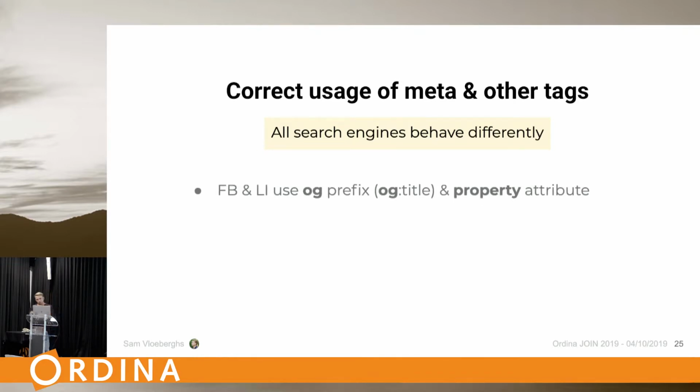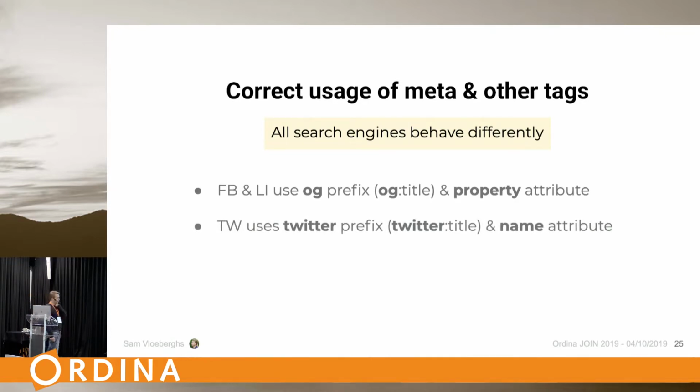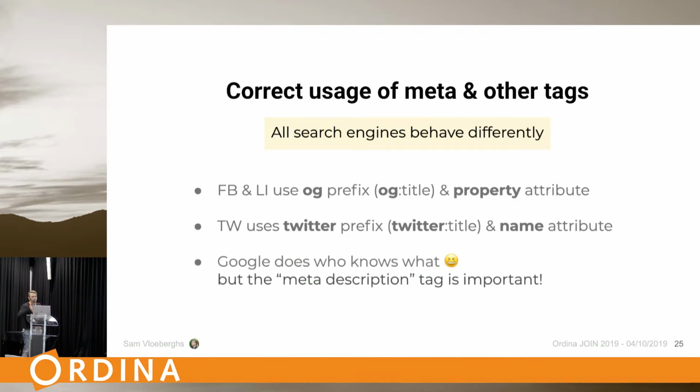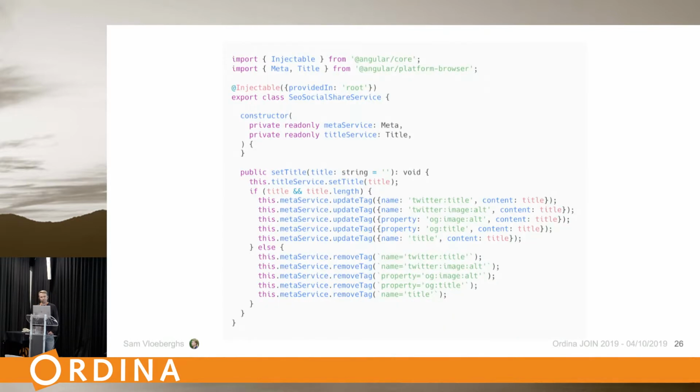So how do you enable social sharing on those social media platforms? You use meta tags. But Facebook and LinkedIn, they use the Open Graph meta tags. For example, OG title. And if you use Open Graph, you need to provide your value in the property attribute of the meta tag. If you use Twitter, you need to use a Twitter prefix, and you have to put it in the name attribute. And then Google, yeah, Google does who knows what, but you have to take care of the meta description tag because apparently that is still important.